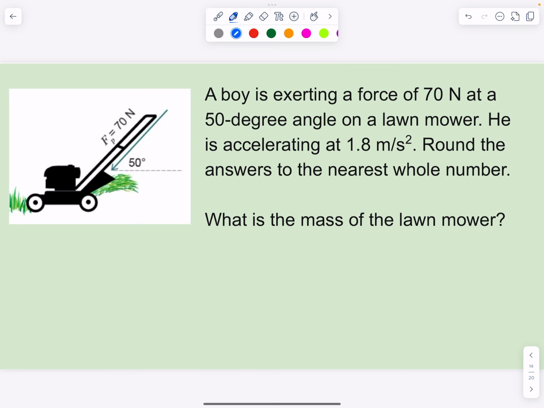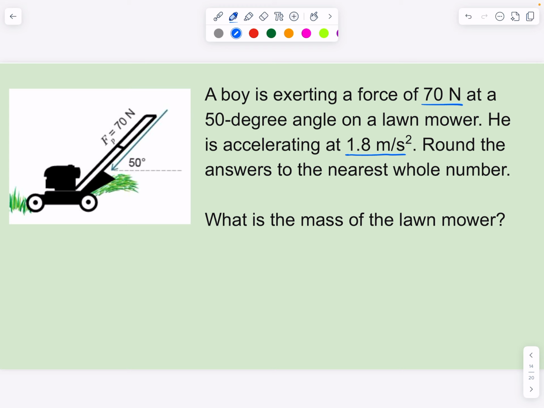All right, let's take a look at the next one. This lawnmower one is a little tricky too. It says a boy is exerting a force of 70 newtons at a 50-degree angle on a lawnmower. He's accelerating at 1.8 meters per second squared. Round the answer to the nearest whole number. What's the mass of the lawnmower?